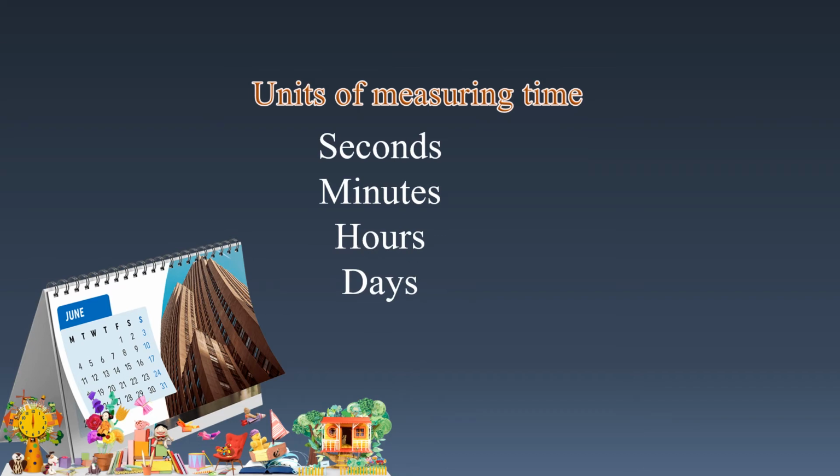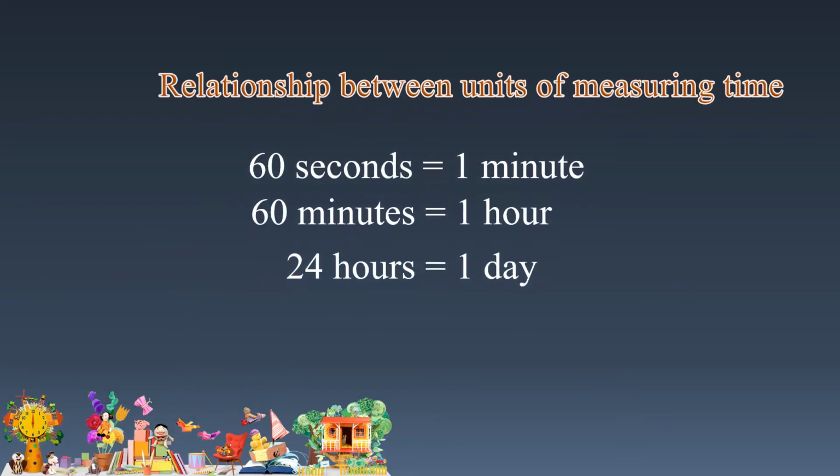Next, we are going to discuss units of measuring time. What are the units you already know? See whether you know these units: seconds, minutes, hours and days. You already know these units of measuring time, isn't that so? So what is the relationship between these units? We'll see. 60 seconds equals 1 minute. 60 minutes equals 1 hour. 24 hours equals 1 day.